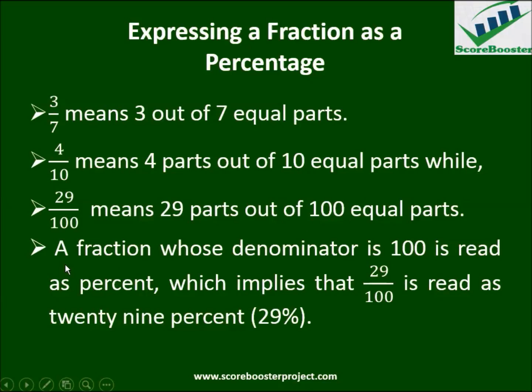So a fraction whose denominator is 100 is read as percent, which implies that 29 over 100 is read as 29%. So when you have a fraction with the denominator of 100, you could simply write it as a percentage by writing the numerator and then putting the percentage sign after, just like what has been done here. 29 over 100 is simply 29, then the 1 over 100 here is percent, so we just put 29%. So a fraction whose denominator is 100 is read as percent.